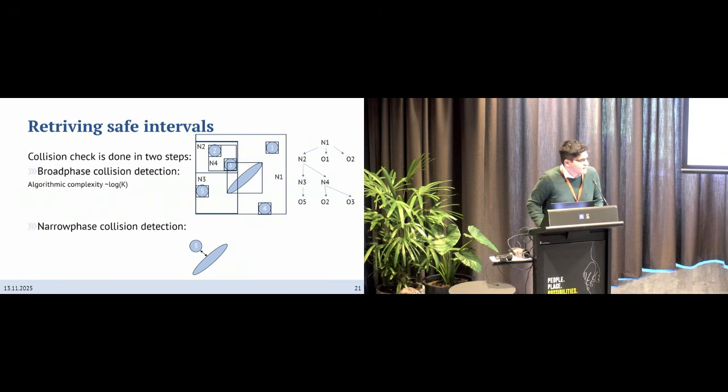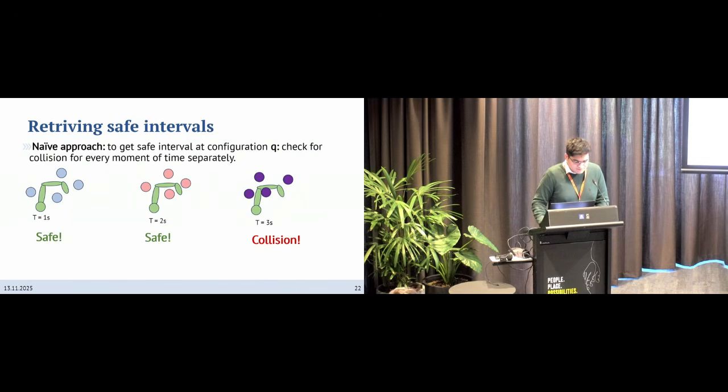So this algorithm is highly dependent on the safe interval retrieval function, and we now propose a method of fast computation of safe intervals. First, let's discuss how collision checking is usually done. It's done in two steps. The first step is broad-phase collision checking, where candidates for collision are quickly computed. And then the narrow-phase collision detection, where we exactly do the collision detection between these estimated pairs.